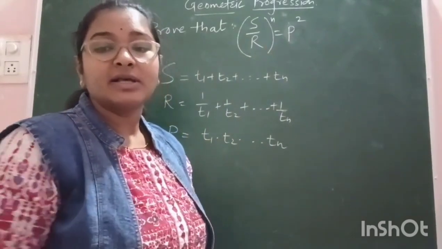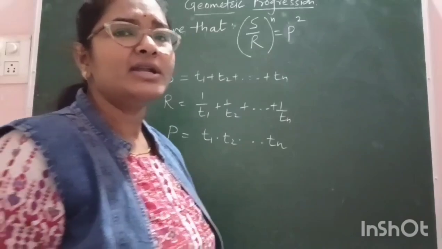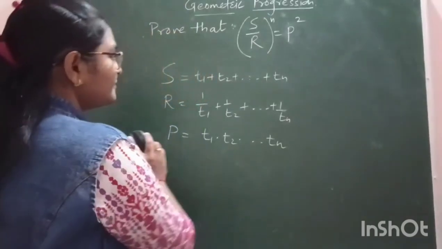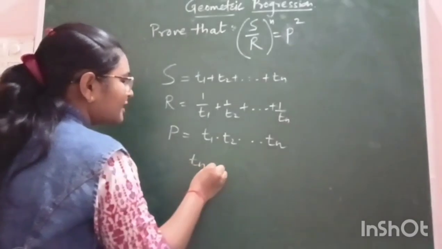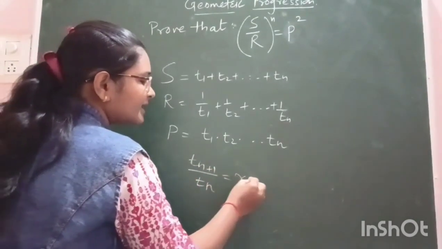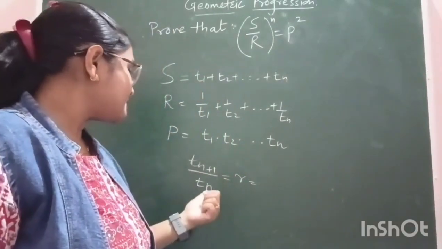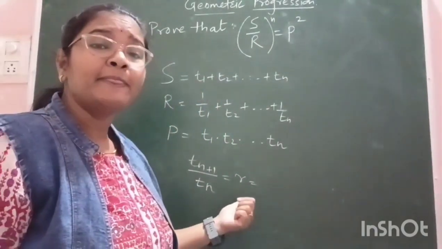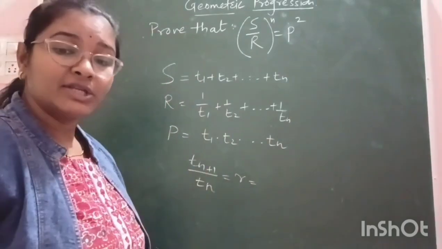bracket raised to 2. Now students, if the given sequence is a GP, then we have one condition that Tn plus 1 upon Tn is equal to r, that is the constant. If we are getting a constant term for the given sequence Tn plus 1 upon Tn, then the given sequence is in GP.